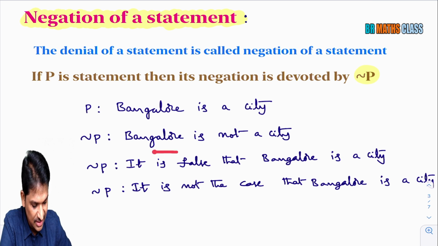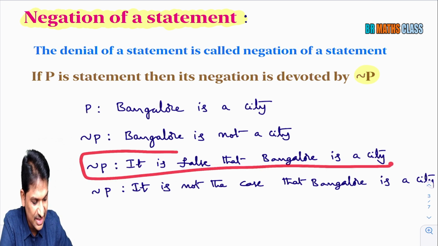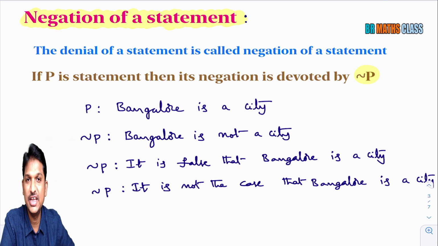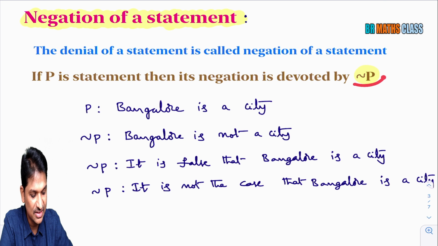What I feel is that this middle one is the easiest one to refute the statement, to deny the statement, right? So, that's all about negation of a statement. What is negation of a statement? The denial of a given statement is called negation of a statement. If P is the statement, then its negation is denoted like this. This is the symbol. Negation of P. We read it as not P or negation of P. Okay. That's all about negation of a statement.